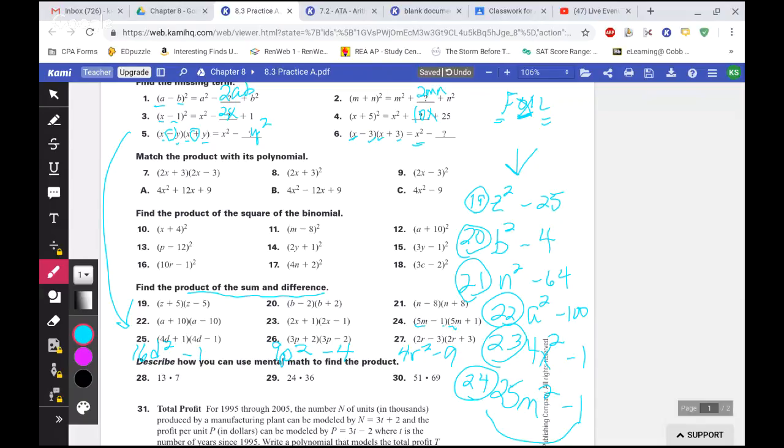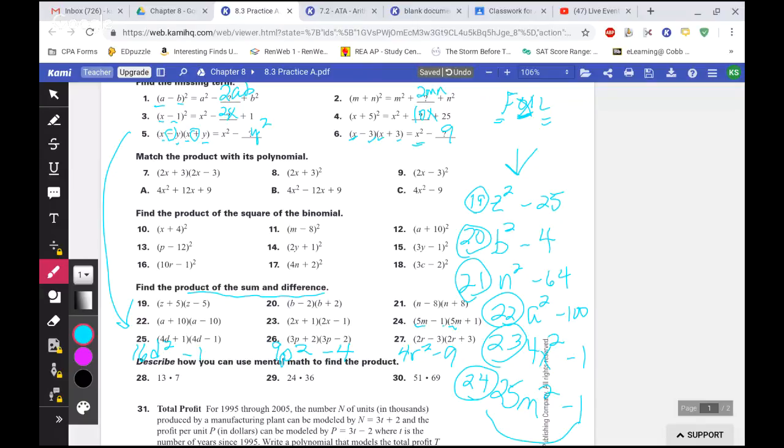The middle terms do cancel out, but negative 3 times a positive 3. Oh, sorry. It's negative 9. No, you're fine. It's okay. We got it. So that's x squared minus 9.